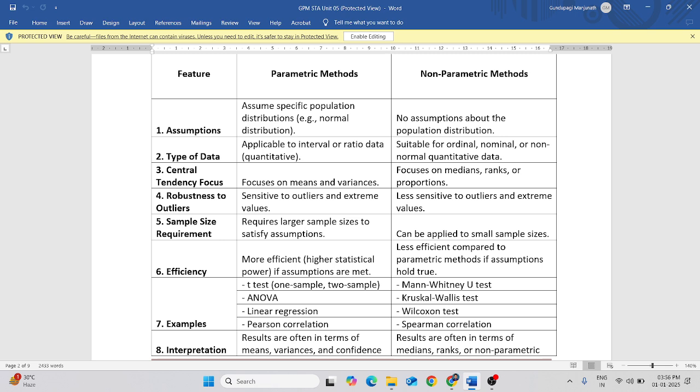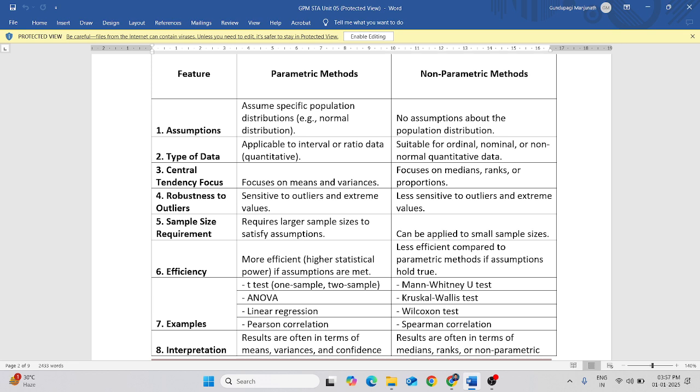And parametric tests basically depend on means and variances, whereas in the non-parametric methods we are just interpreting the end result, which will be in the form of the median, rank or proportion. So we are taking the decision based on the median, ranks or proportions, whereas in the parametric test we are considering the means and variances. Based on that we are taking the decision.